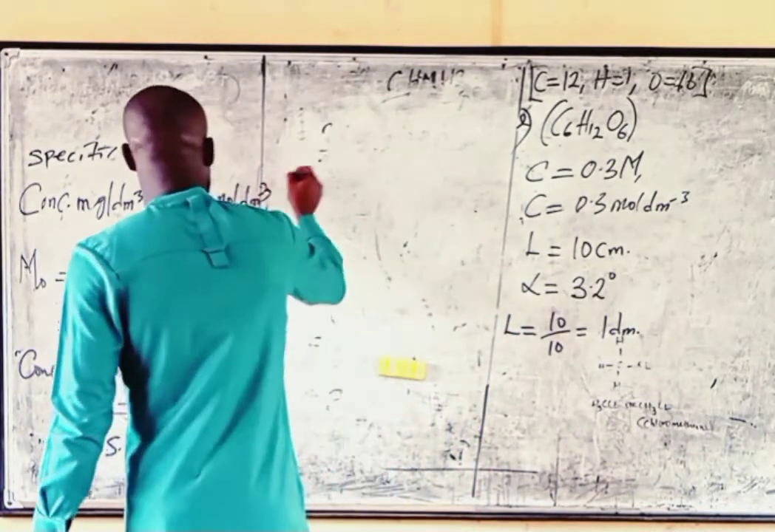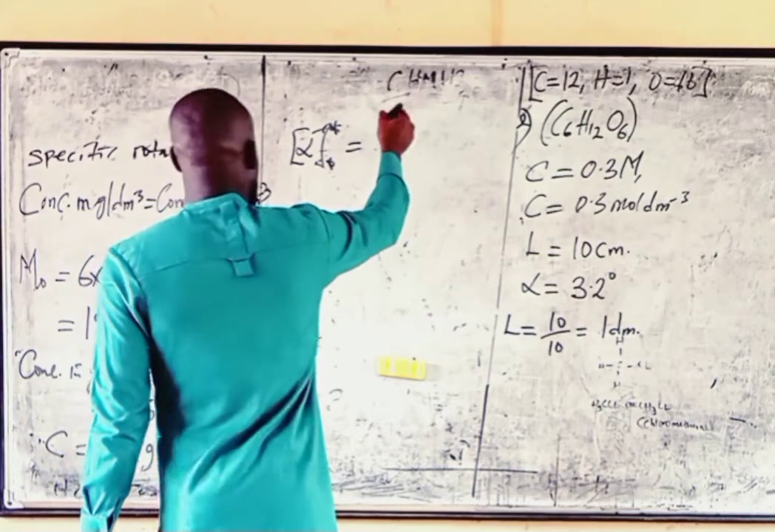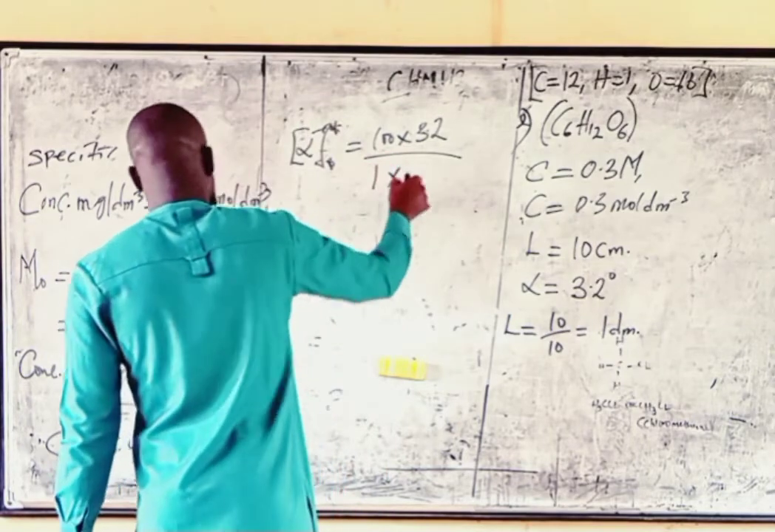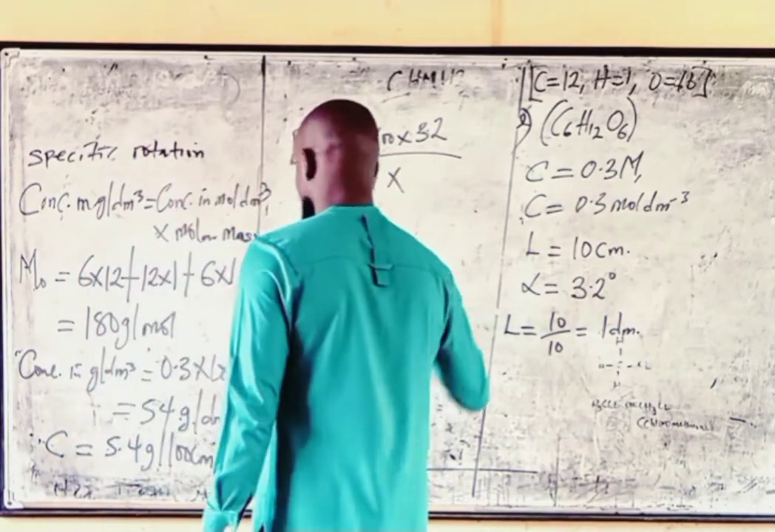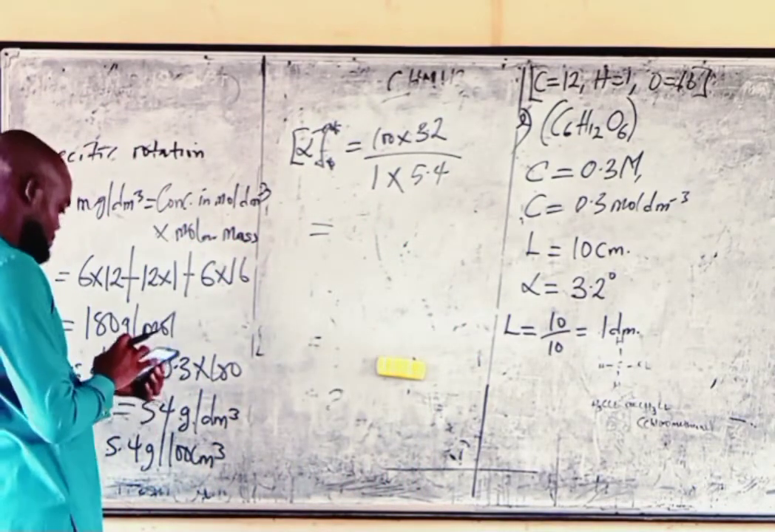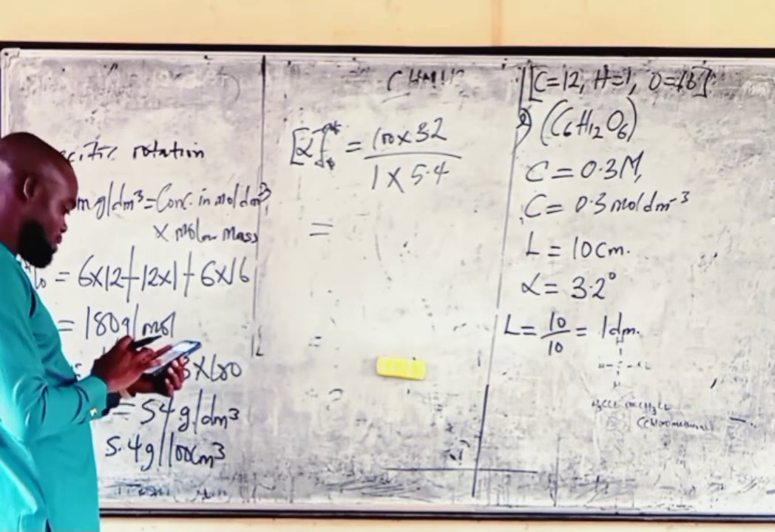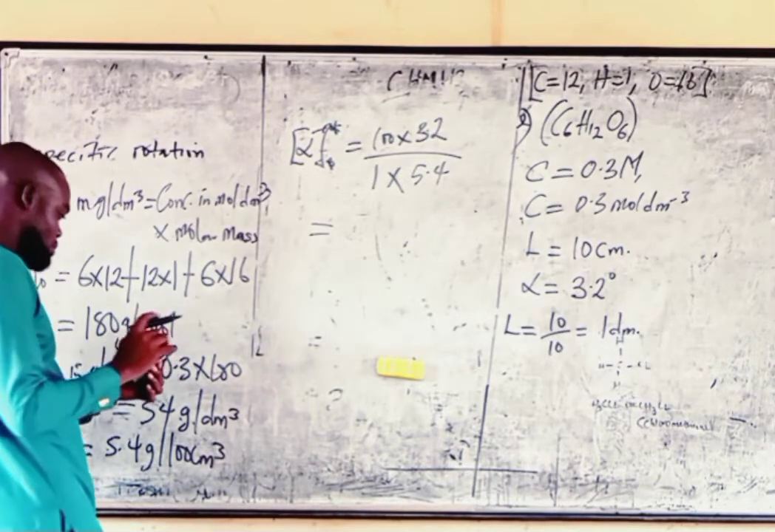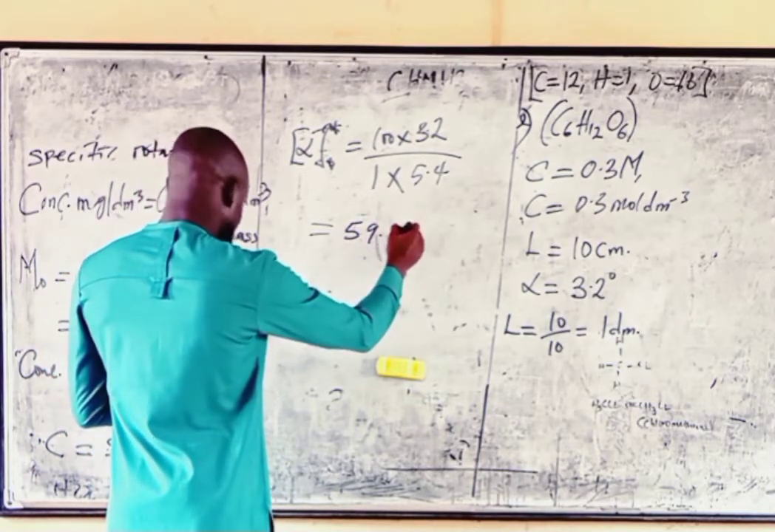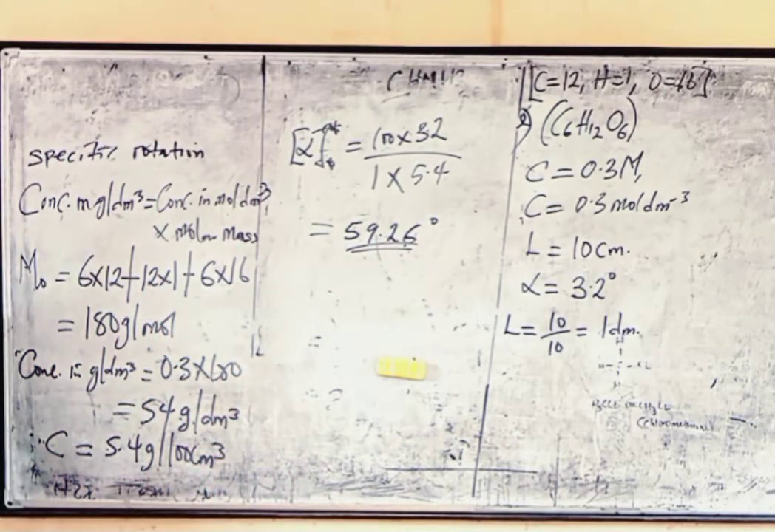So if you apply this to the formula, the equation will be 100 times the observed rotation, which is 3.2, over 1, which is the length, times 5.4, which is the concentration. If you solve that with your calculator, you have 100 times 3.2 divided by 1 times 5.4. So what we have is 59.26. That's what I'm having as the specific rotation of this substance.